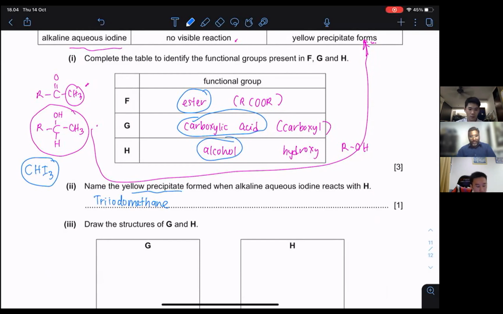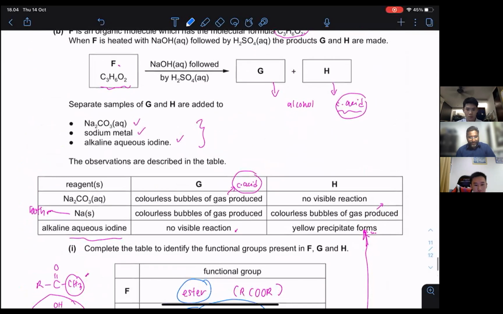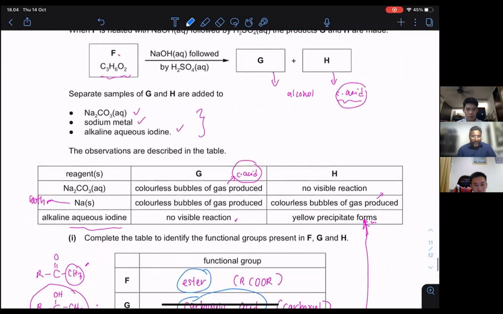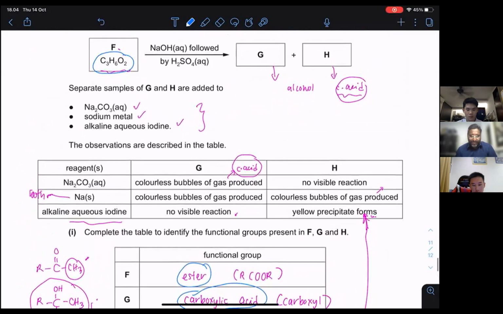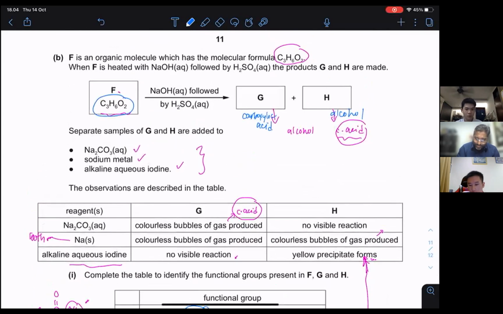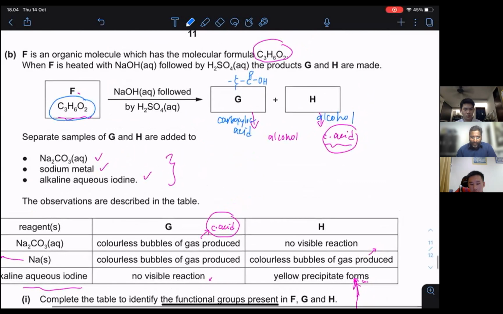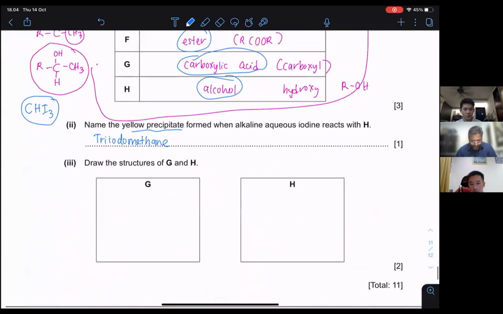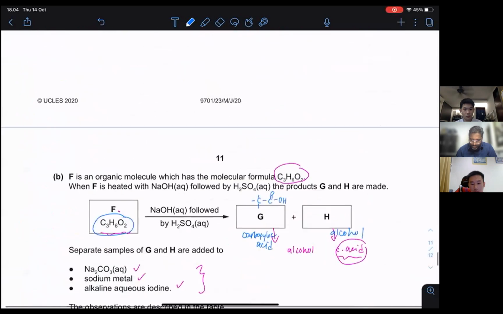So draw the structure of G and H. I know G is going to be carboxylic acid. Carboxylic acid starts from C3. Of course C3 means it must have carboxylic acid. Let's say G, I know this is carboxylic acid, and I know this is alcohol. So in order to have carboxylic acid, most probably this one will be like this. Something like that. Let me check first.